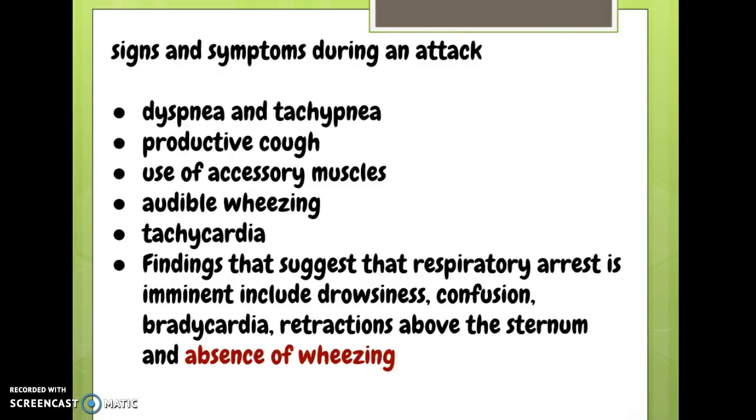It can be really scary when somebody is having an asthma attack, both for the person experiencing the attack and the people standing by, especially if this is a child and you're their mother. I've been through that a few times.